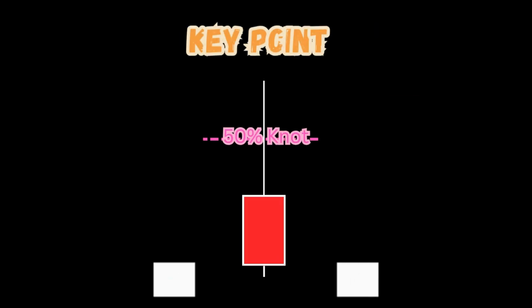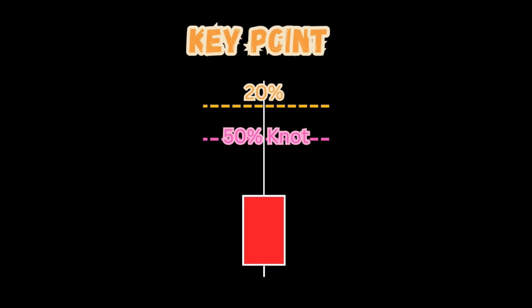Key point about the 50% knot. The 50% knot doesn't have to be exactly at the midpoint of the shadow. This knot can be anywhere between 20% and 80% of the shadow. The 50% midpoint is an approximate reference. You need to locate the knot in the trigger time frame and optimize the targeted zone.